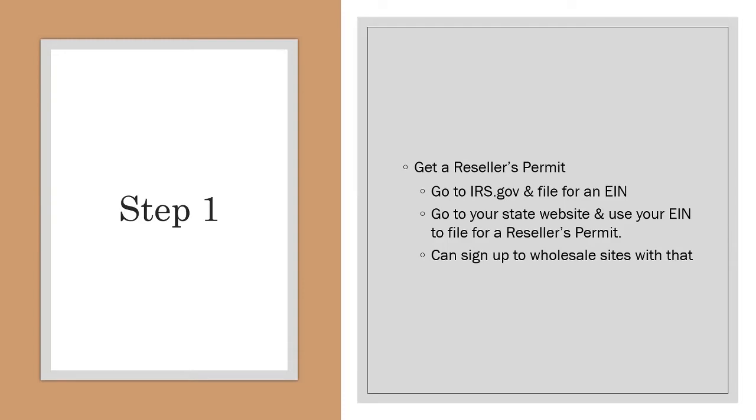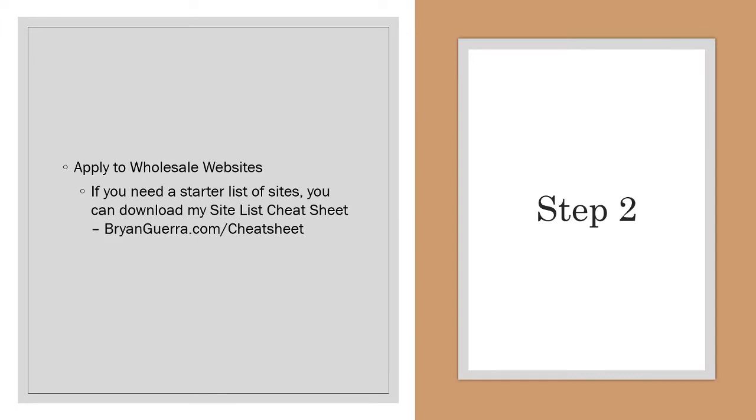But then once you take your EIN and you go to your state website and you file for a reseller's permit. Now you can usually get both of those within 24 hours from filing back online, so it doesn't take very long, okay? Once you have your reseller's permit, you can then sign up to wholesale websites like we're going to show you here today with that reseller's permit, okay? Step 2 then is to apply to wholesale websites.